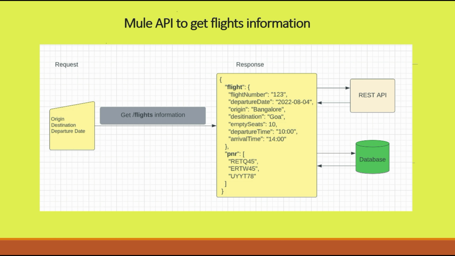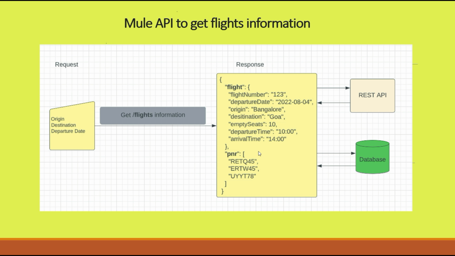In this video, we are going to create a Mule API to get the flight information. So we will have a request, and as a response, we will get flight information. In the request, there will be origin, destination, and departure date. Based on these parameters, we should get the flight information. So based on origin, destination, from where to where and what date the flight is departing, on that information we should be able to get the flight information along with the booking numbers.